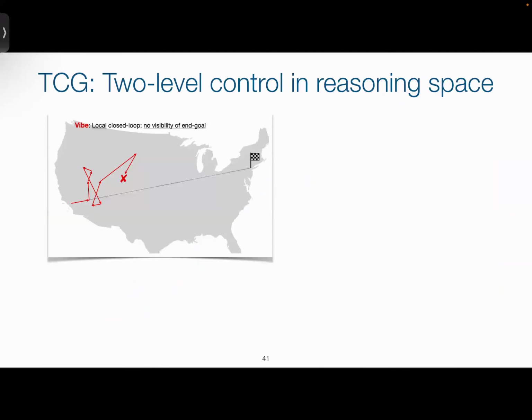So as I said, LLMs are stochastic dynamical systems, and we know how to control stochastic dynamical systems. Chemical power plants, bicycles, autonomous vehicles, you name it. These are all stochastic dynamical systems. How do we control them? We control them with what's known as two-level control: global open-loop planning and local closed-loop control. So let me give you an example. Let's say you want to drive from here to LA.